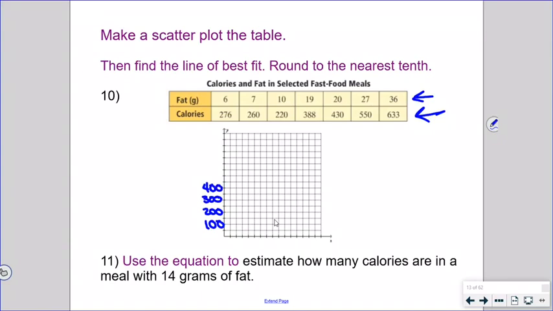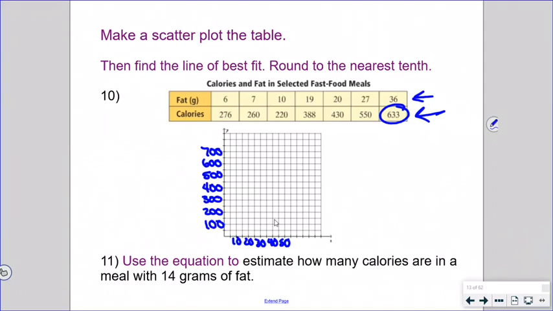400, 500, 600, 700. I'm going to stop at 700, and the reason why I'm stopping at 700 is 633 is my biggest number. What I'm going to do with the x values is every other space is going to be 10. So 5, 10, 15, 20, 25, 30, 35, 40, 45, 50, and really that's more than enough.